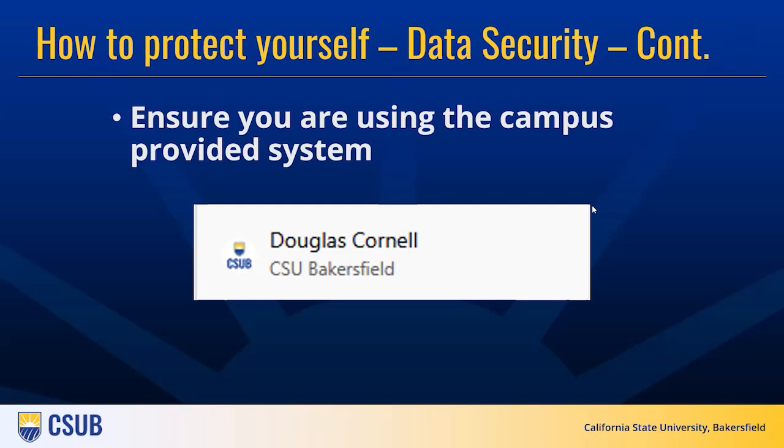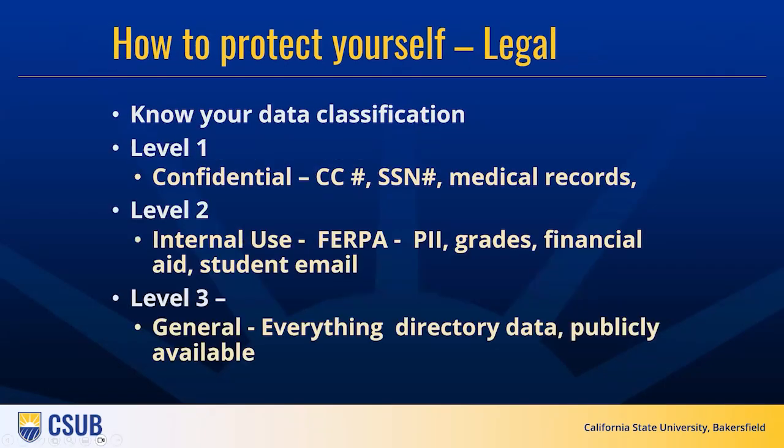Next slide. The next one is your legal protections, and we're going to start with data classification. Hopefully you've all taken your data security and FERPA training. The campus works off of the CSU data classification tools. So level 1 is confidential data: credit card numbers, social security numbers, medical records. No matter what, you never want to put those into any AI tool, even a tool that you have contractual obligations with. It's just too risky.